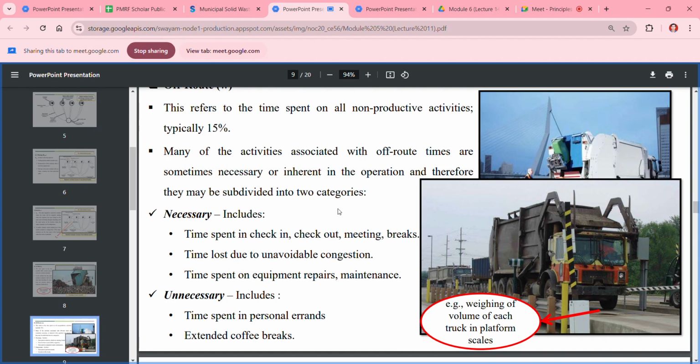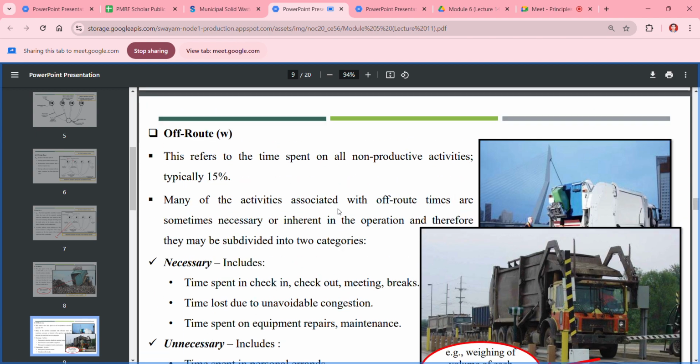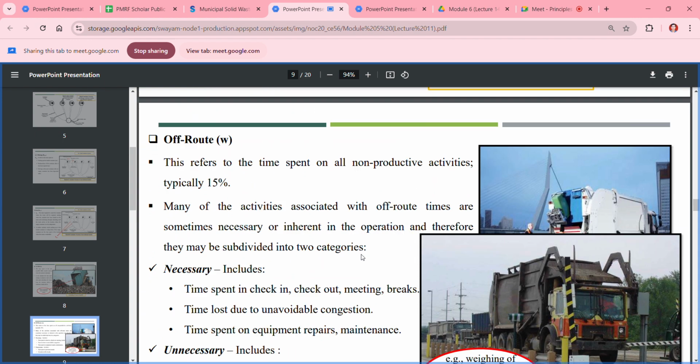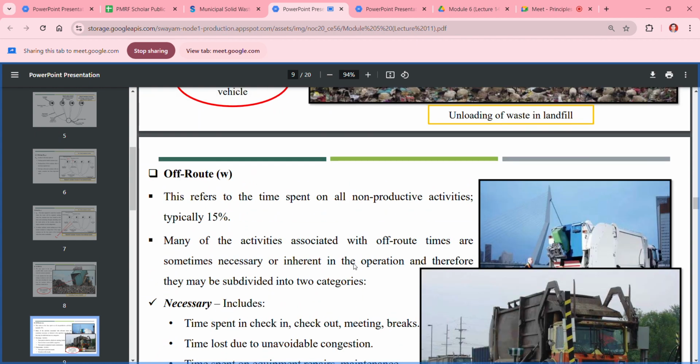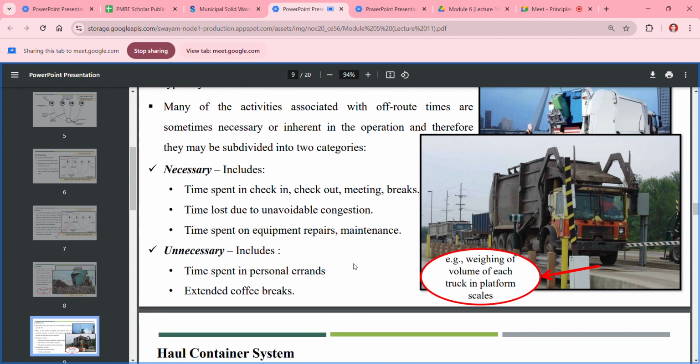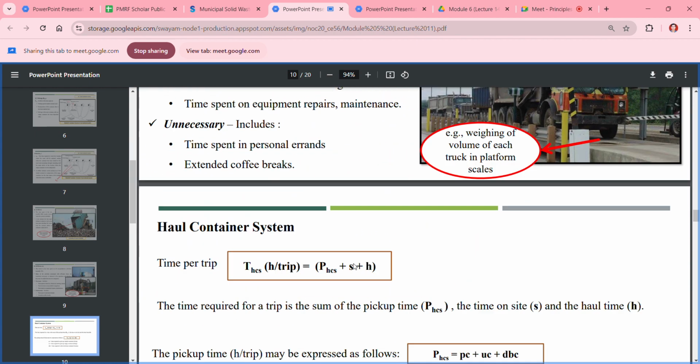So the total time to complete that operation for the whole haul container system will be the total of your pickup, haul, off route, and at site time. That will be the total time which you are going to take to dispose of the waste from the haul side to the disposal side.